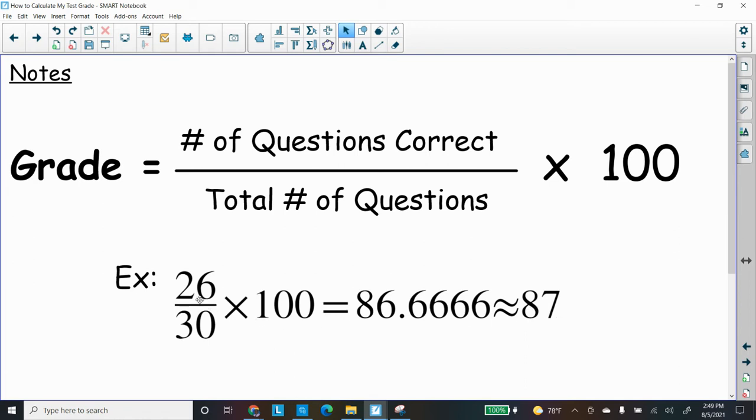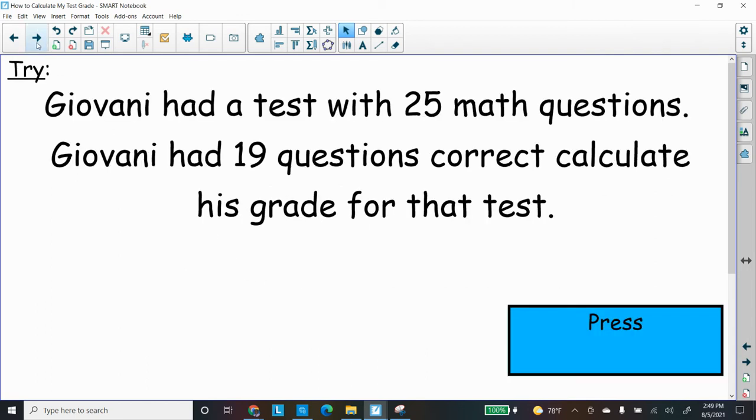So 26 questions correct. So you need to know how many questions you get correct. That's your numerator. Divide that by the number of total questions on the test. That'll be your denominator. Multiply that fraction by 100, and that'll give you your grade. So let's take a look at some questions.